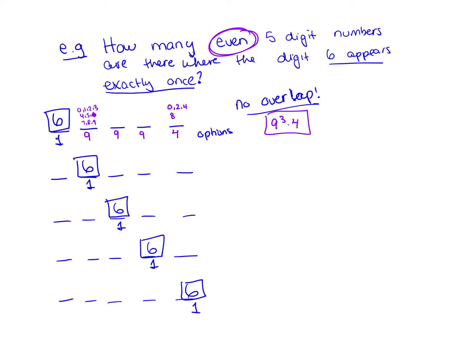Below, here we have to be careful, right? This first digit of a 5-digit number can't be 0. So really there's only 8 options. But then I have 9 and 9 and 4. Same thing, 8, 9, 9, 4. So each of these is 8 times 9 squared times 4.